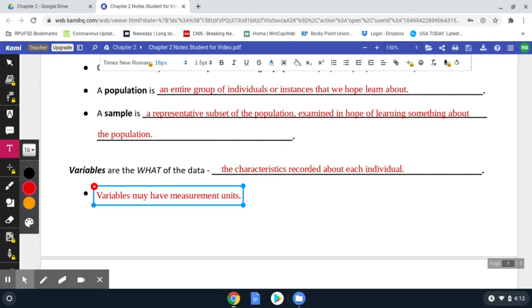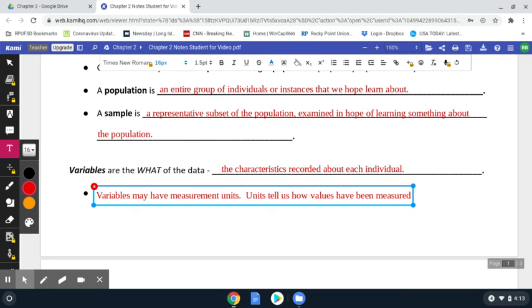Now, do all variables have measurement units? No, there are some cases that they won't, but that's very rare. For what we deal with in this course, we're pretty much going to have measurement units with our variables. And what do these measurement units provide us with? What kind of information? Units tell us how values have been measured. Units provide scale.